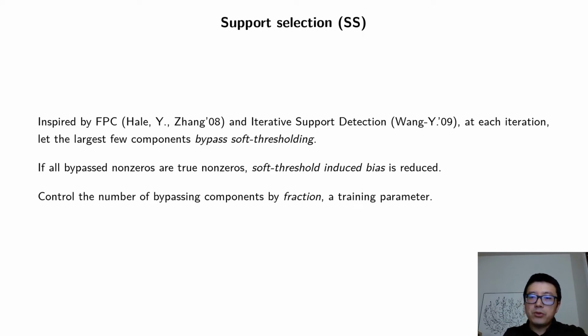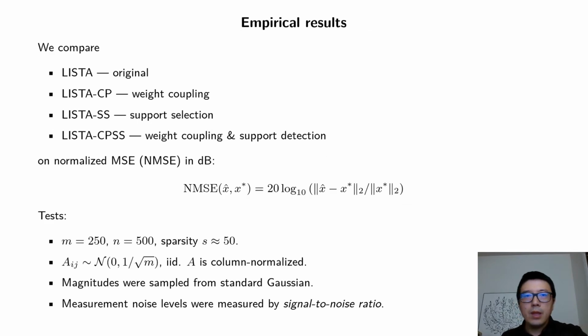So in this neural network, we also incorporate this technique. So the eta operator is no longer just pure soft thresholding. The first few largest components are bypassed. They're just like identity on those components. So how many components to bypass? Well, this depends on the data. Therefore, we also let it be a trainable parameter. So here we're going to do a numerical experiment of original LISTA and LISTA incorporating these new ideas: with coupling, which eliminates W2k, support selection, as well as coupling together with support selection.